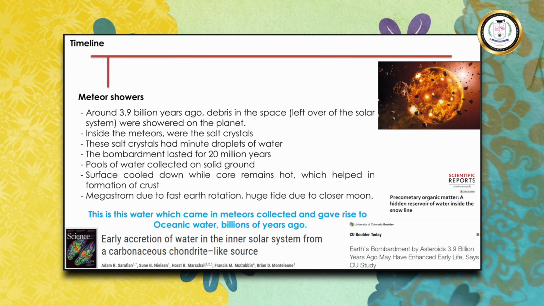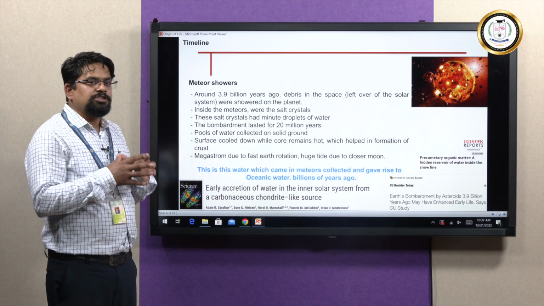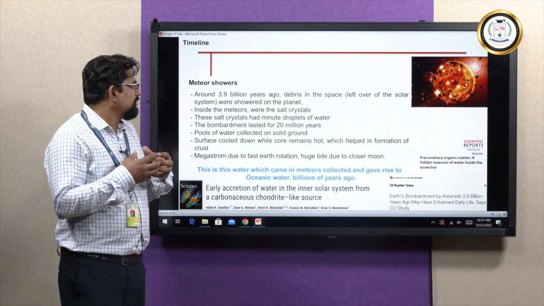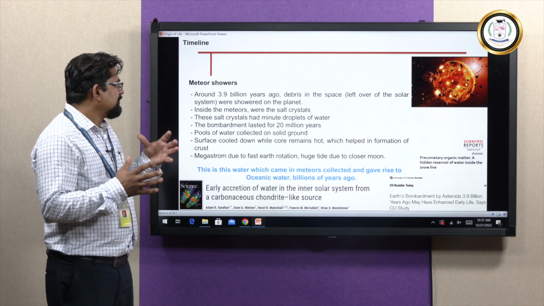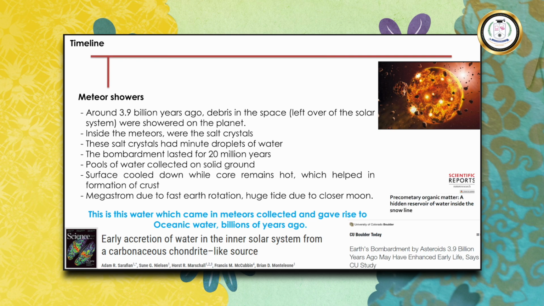Coming back to the timeline, close to 3.9 billion years ago, the debris in space which was left over after the massive collision of the Earth and Theia, those meteoroids, showered on planet Earth from all different directions.